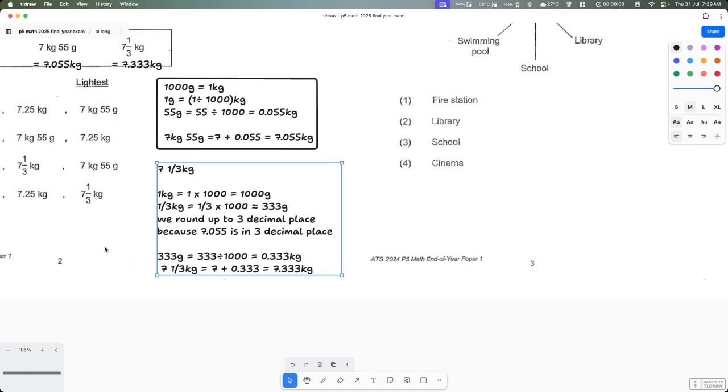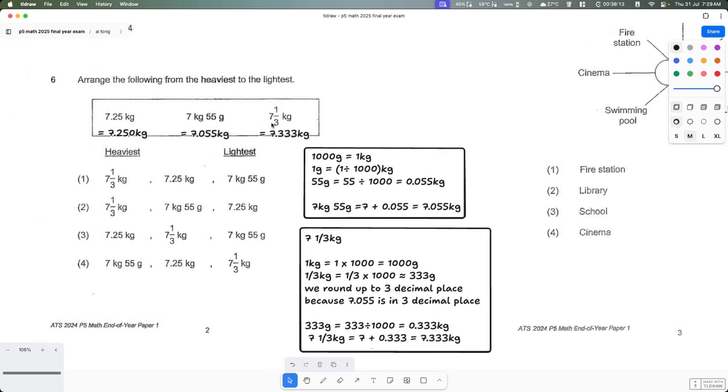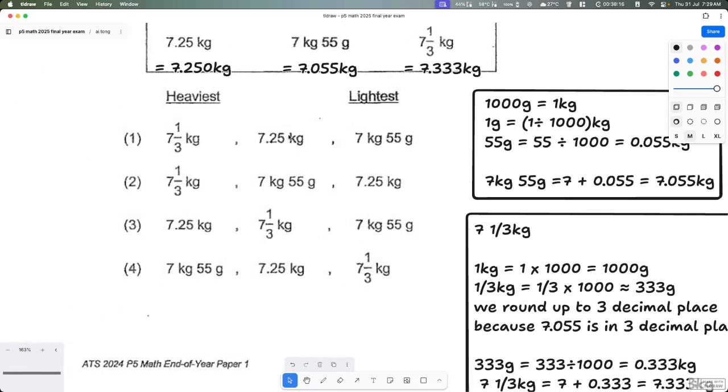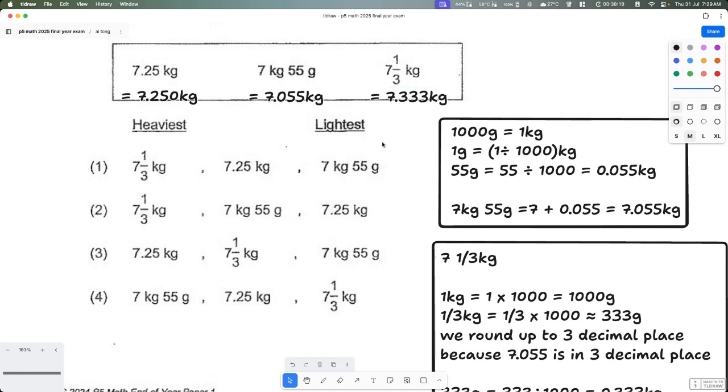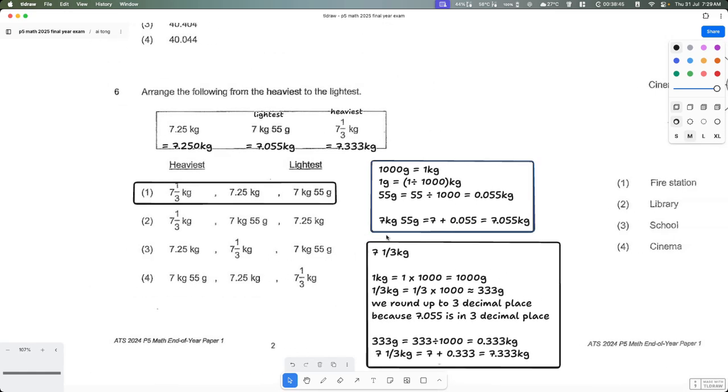Okay, I'm going to put another rectangle here. I think it's pretty straightforward who is the heaviest. The heaviest here is 7.33. I'm going to put heaviest here, make it small. And what's the lightest? 0.55. So this is the lightest. Heaviest is 7 1/3, lightest is 7 kg 55 gram. So the answer to this is number one in this case over here. So that is for question number 6.